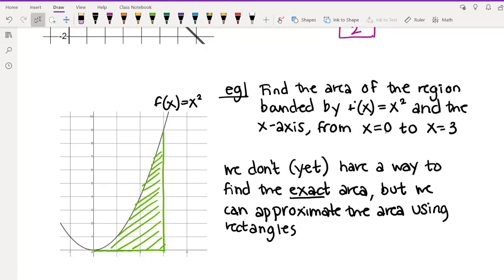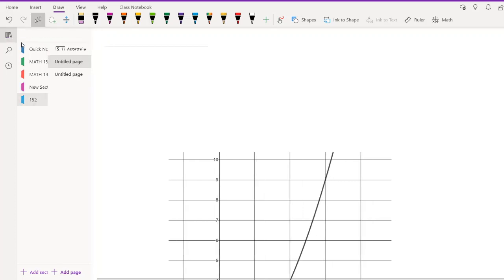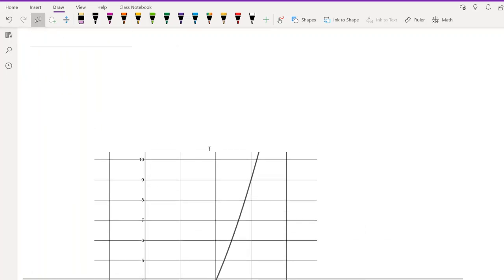And so with that in mind, you're probably going to be wondering, how is this at all related to what we talked about yesterday with antiderivatives? And it's not going to be clear yet how they're related, but we will see that they are related. Okay, so how do we actually go about using rectangles to approximate area?